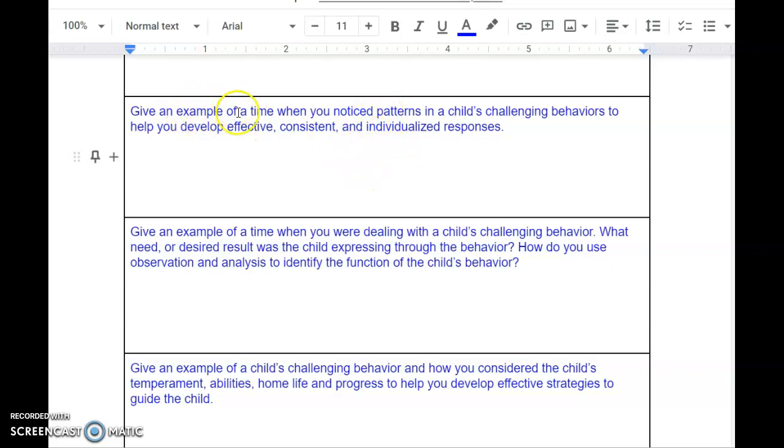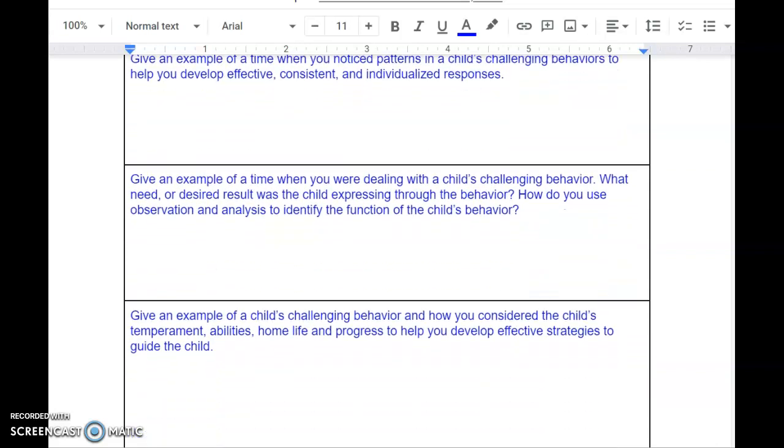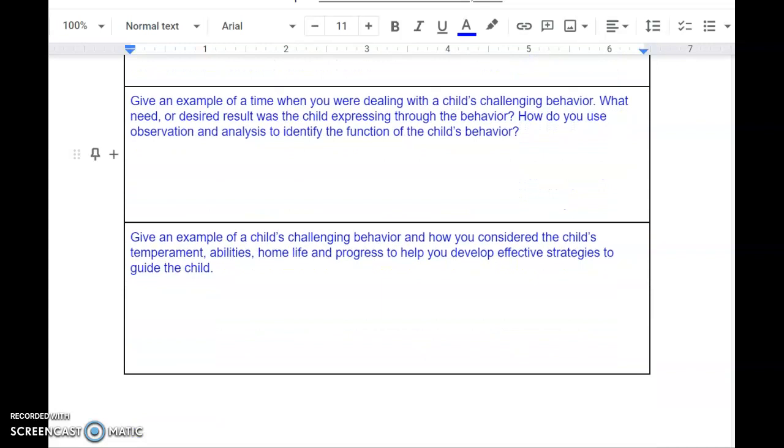And give an example. Again, all of these should have 3 to 4 sentences under every single one of these boxes. Next one, give an example of a time when you were dealing with a child's challenging behavior. What need or desired results was the child expressing through the behavior? How do you use observation and analysis to identify the function of the child's behavior?